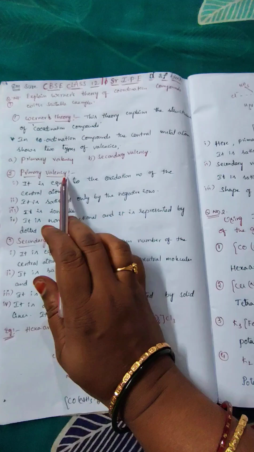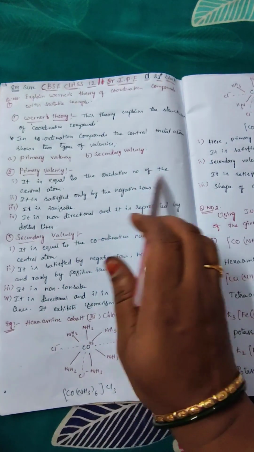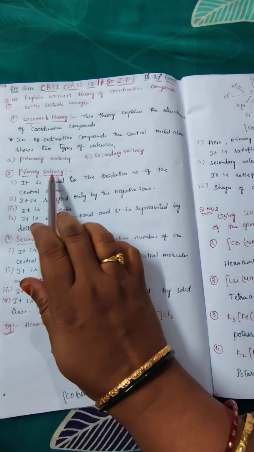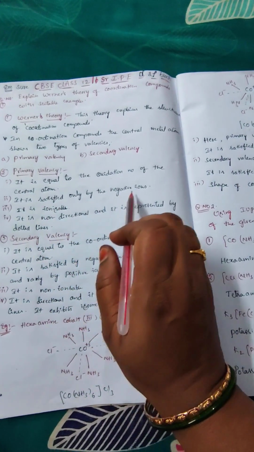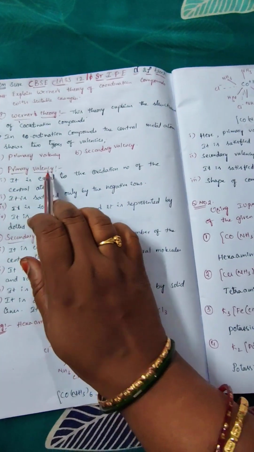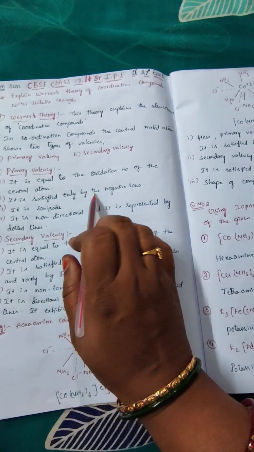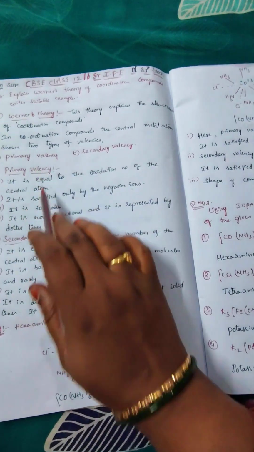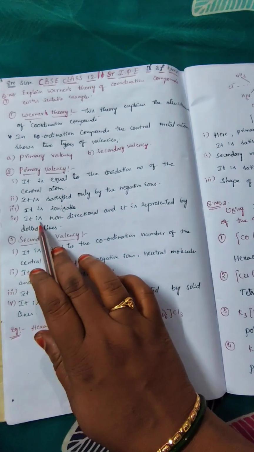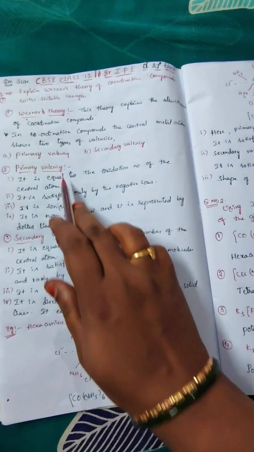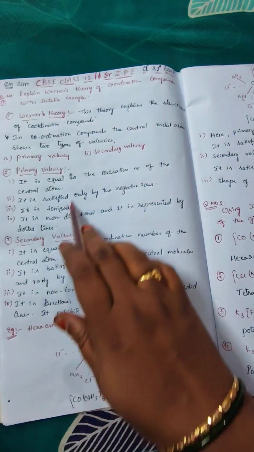What is primary valency? First point, it is equal to the oxidation number of the central atom. It is satisfied only by negative ions. Next, third point, primary valency is ionizable. It is non-directional; there is no direction for this primary valency. That's why it is non-directional, and it is represented by dotted lines. So this is about the primary valency.